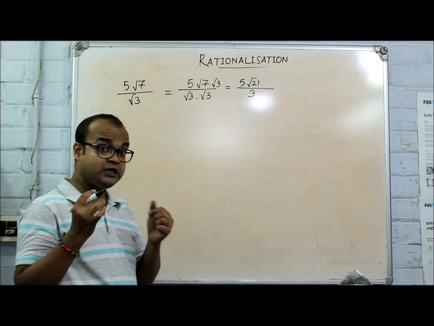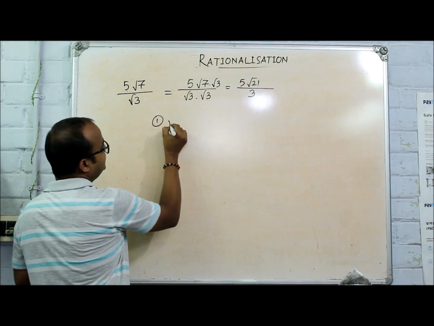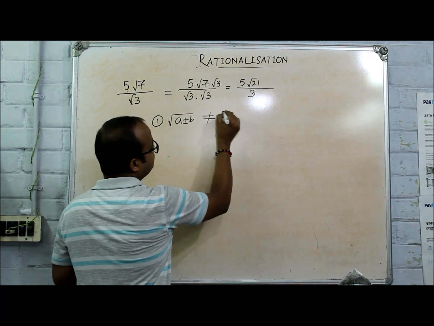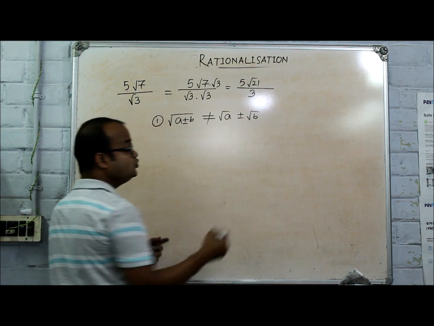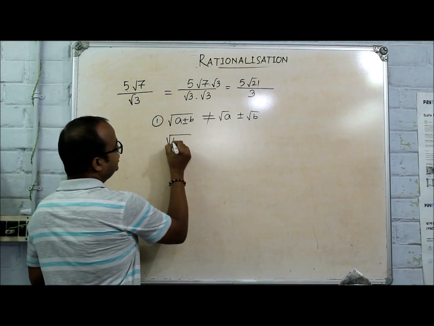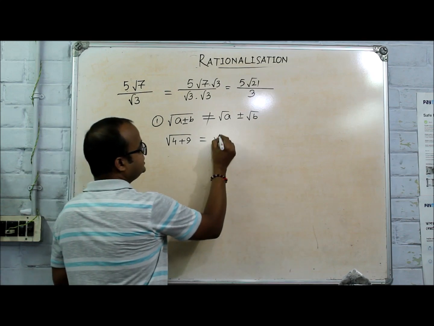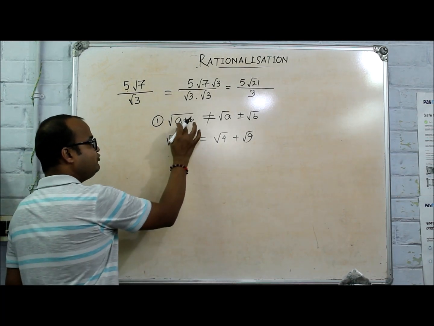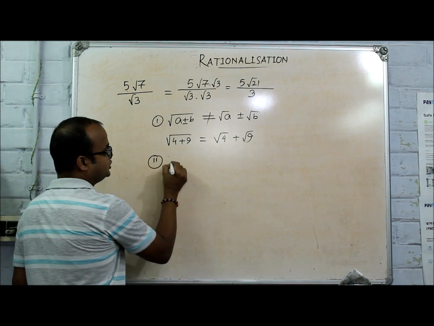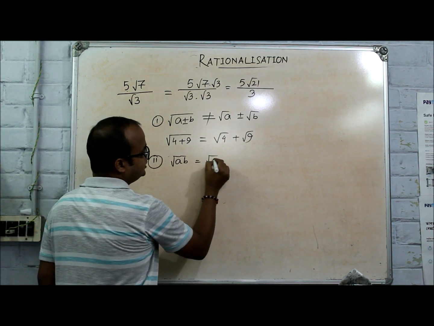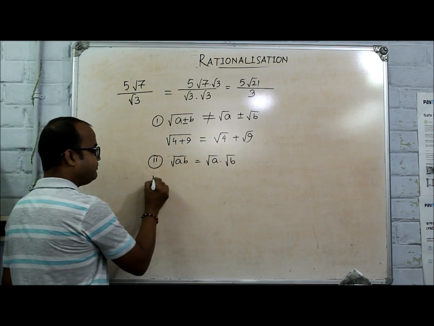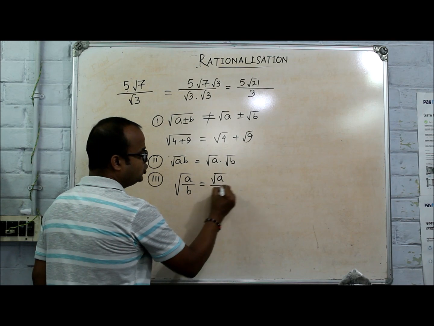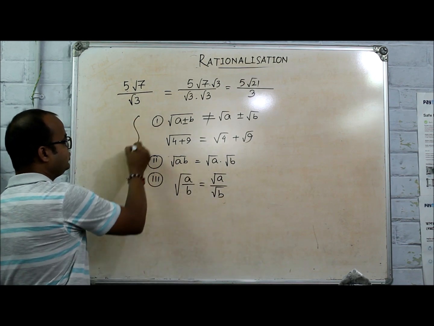Now here I want to clear a few things. In a surd or square root quantity, square root of a plus b or a minus b, you cannot write it as equal to root a plus or minus root b. These two are not equal. Suppose we cannot write root of 4 plus 9 as root 4 plus root 9. Same with subtraction. But in case of multiplication, root of ab can be written as root a into root b, and the same thing is applicable in case of division. That is, root of a by b can be written as root a by root b. So these things you need to keep in mind.